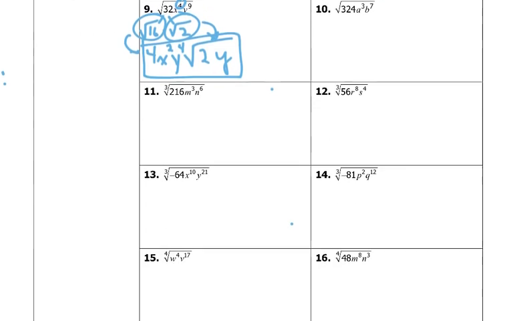Number 11, we're just doing odds here, okay? 216 is a perfect cube, all right? What is the cube root of 216? 8. 8 times 8 times 8, so 8 is on the outside.